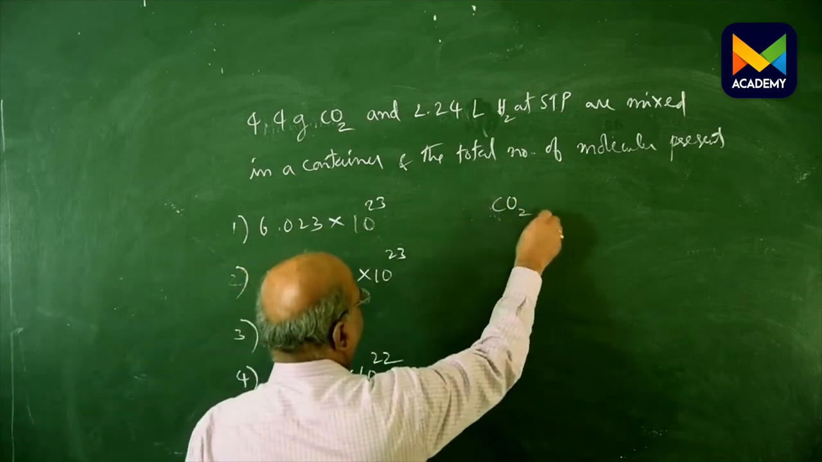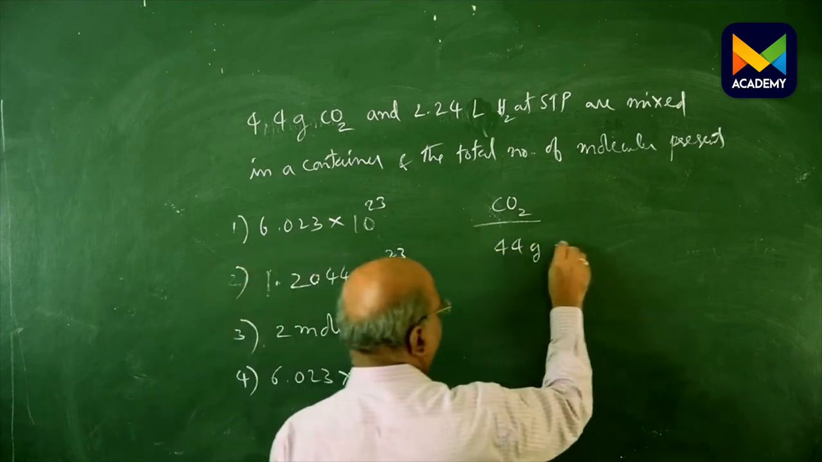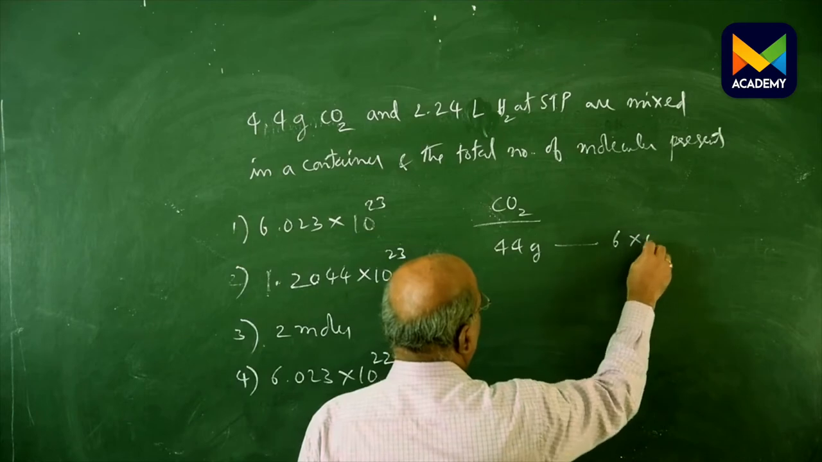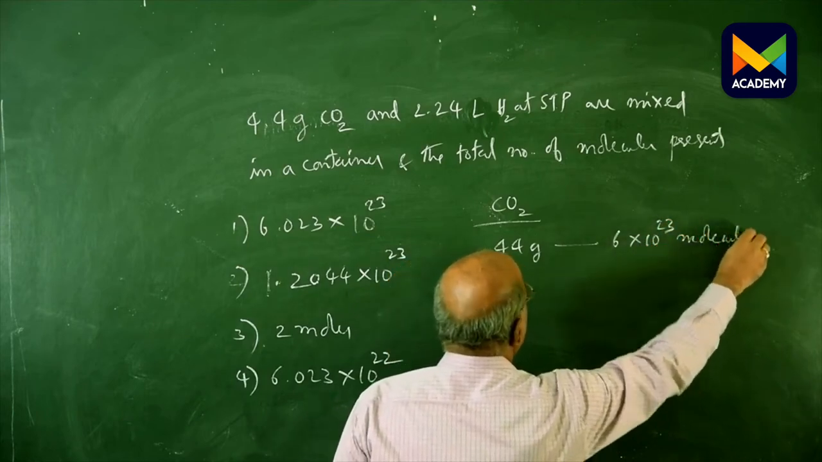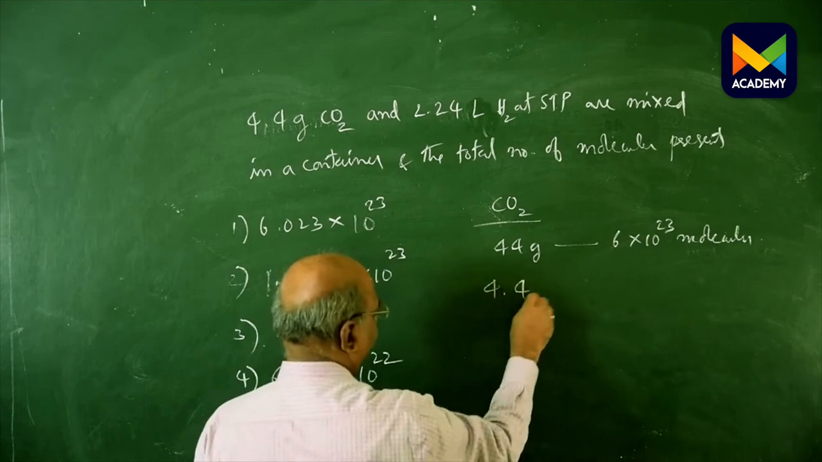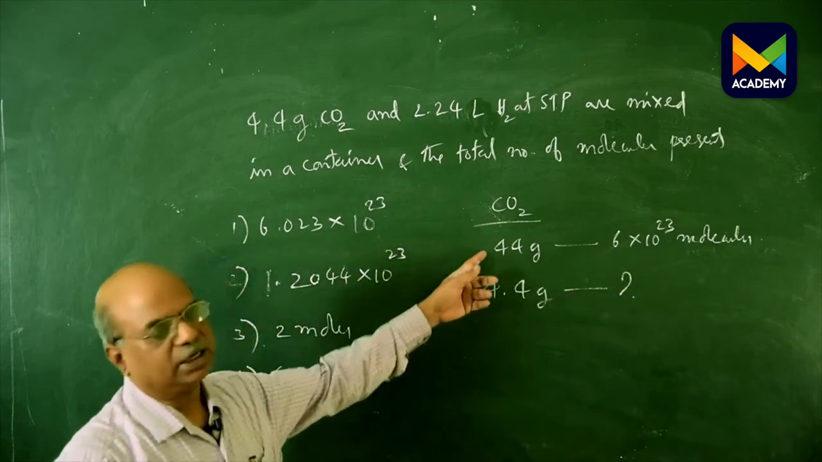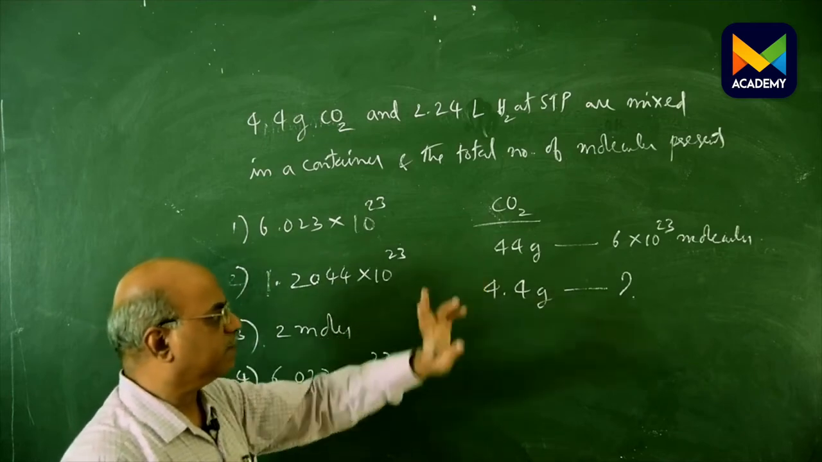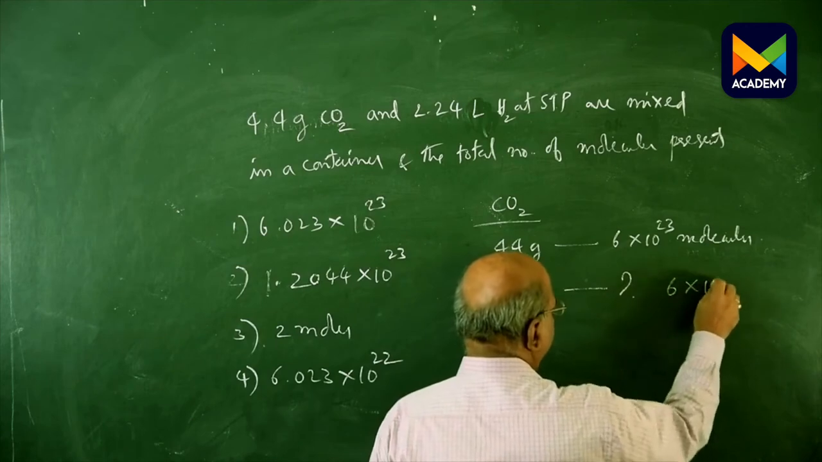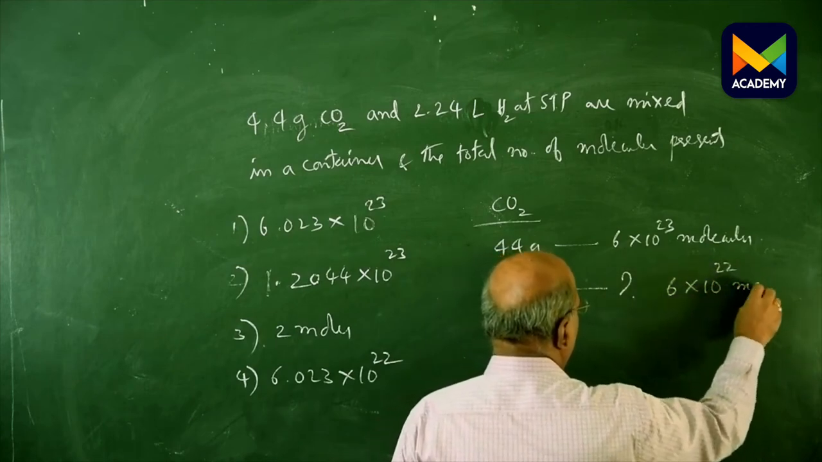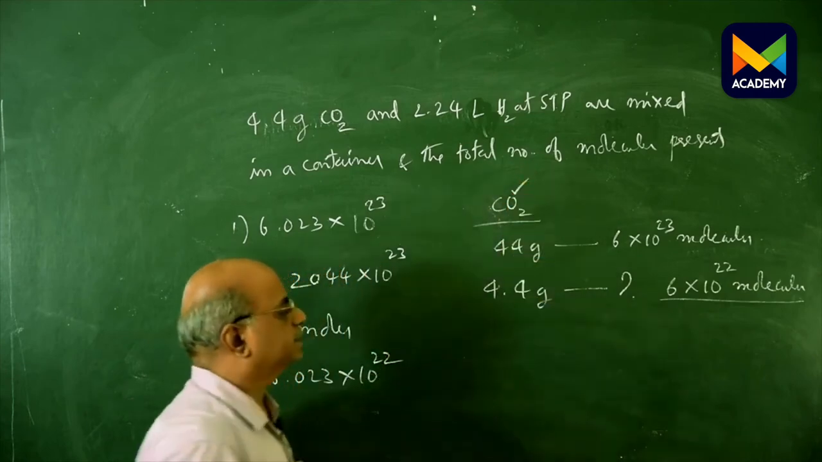For carbon dioxide, 44 gram carbon dioxide is 1 mole, contains 6 into 10 power 23 molecules. So for 4.4 gram, how many molecules? It is exactly 1/10 of this mass. So 1/10 of that value should be the number of molecules. It becomes 6 into 10 power 22 molecules. This is the number of molecules with respect to carbon dioxide.